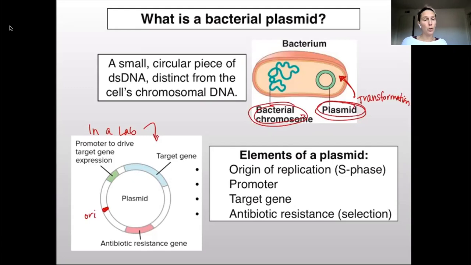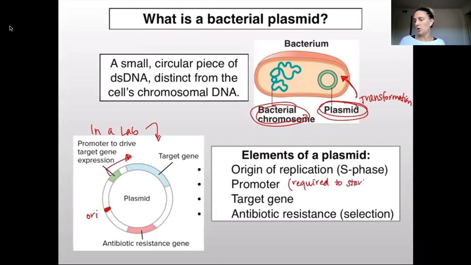It has a promoter. Remember, promoters are necessary to drive gene expression. When I say gene expression, the promoter is required to start transcription, right? Remember, the making of RNA from the DNA. We have our target gene of interest, whatever we're studying. In this case, we are talking about studying the cystic fibrosis gene.